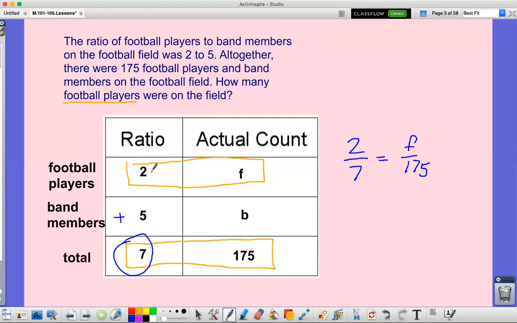And it's for every 2 football players, there's 5 band members. So that means there's 2.5 times more band members than there are football players on the field. How can we figure it out using this equation? Cross multiply again. 7 times F equals 2 times 175. Let's do that. So 7F equals 2 times 175.